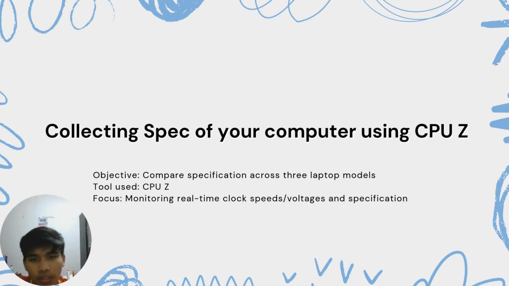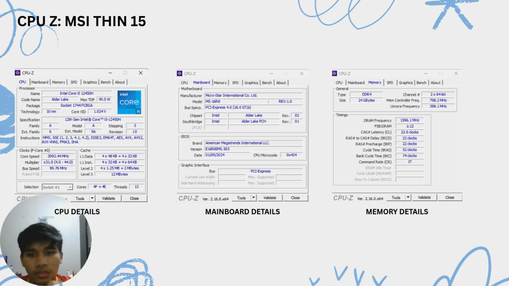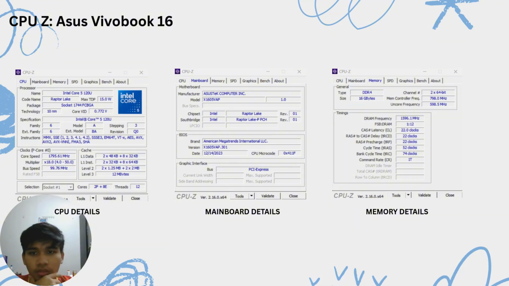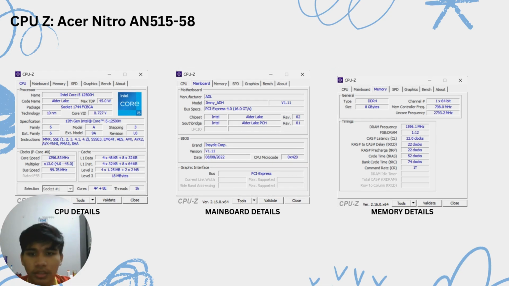So for the first one, we are collecting the specification of the computer using CPU-Z. The objective is to compare specifications across three top models, and we use the tool CPU-Z. Our focus is monitoring real-time clock speeds, voltage, and specification. So this is the result for the MSI 1015, and then this is the result for the Asus VivoBook 16. And lastly, here for the Acer Nitro AN515-58.